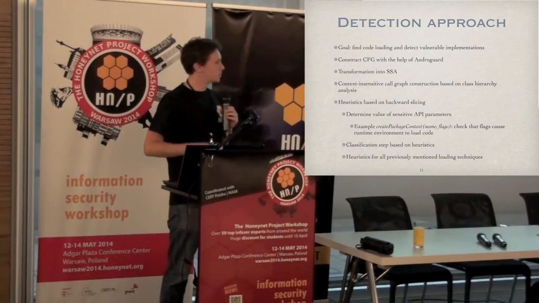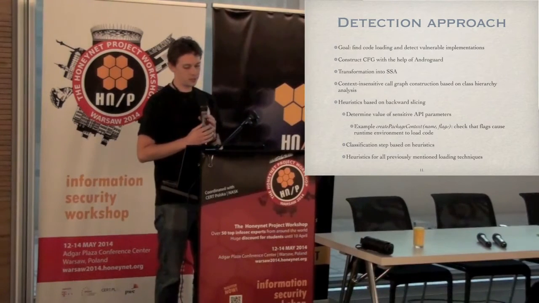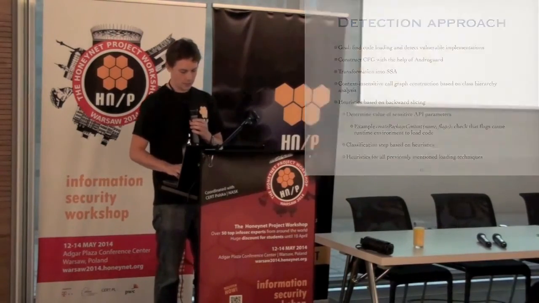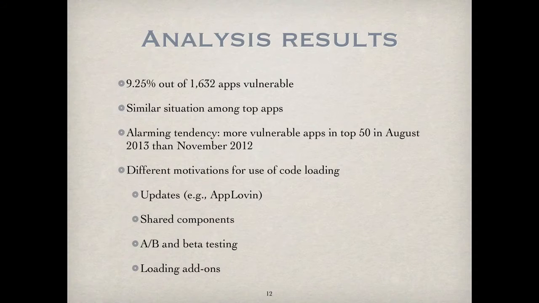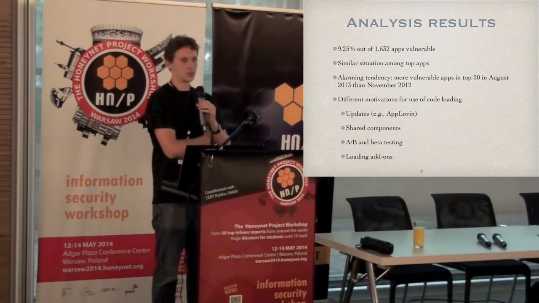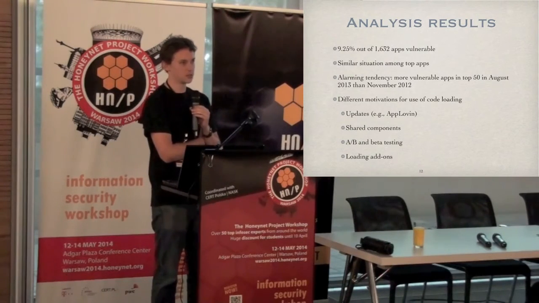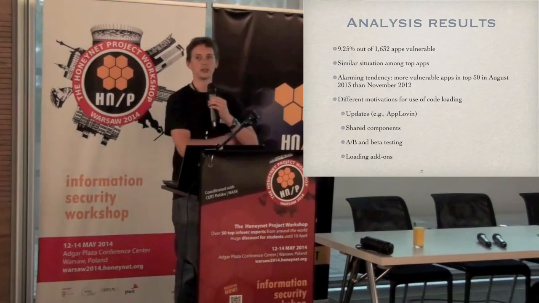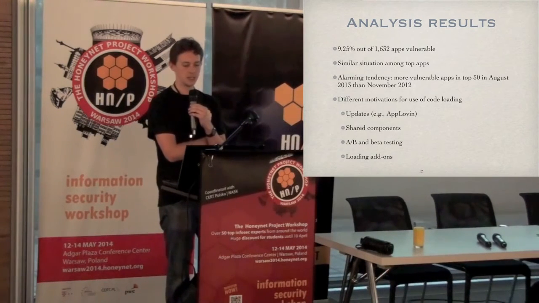Now, usually static analysis gives you an over approximation. We designed the heuristics very carefully in a way that they only give us apps that are really vulnerable. I'm going to talk about the accuracy later, but the results are quite impressive. So what we found was that roughly 9% of the popular apps that we analyzed are actually vulnerable to one sort or another of code injection. And the situation is the same among the top apps. So it's not just a problem of the not so popular apps. It's also something that happens with the most popular apps that have many millions of installs. So the tendency is alarming. There were more vulnerable apps in the more recent top 50 set.